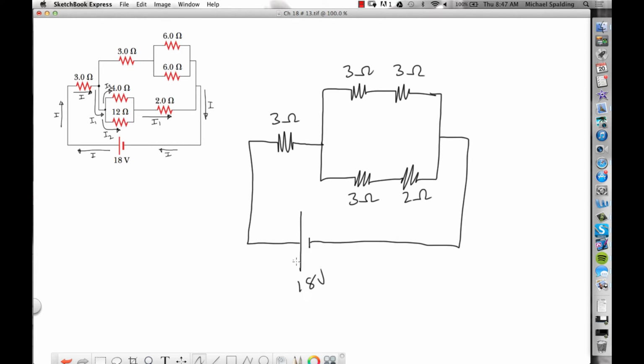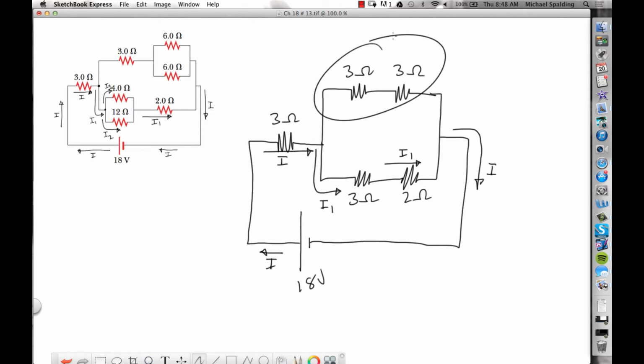So that's 18 volts. Label our currents. This is I. This is I. Okay, what current goes down through here? This is I1. I1. And then here we're back to I. Okay? So now, what are we going to simplify next? The thing that we're going to simplify next, these two 3s are in series, the 3 and the 2 are in series. So let's draw it out.